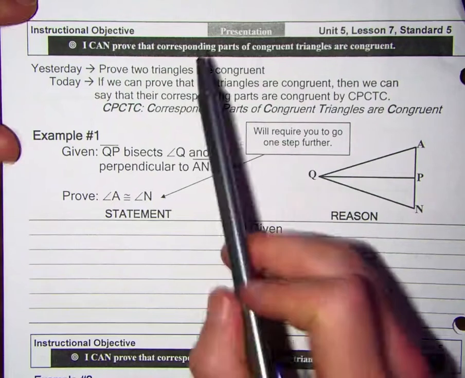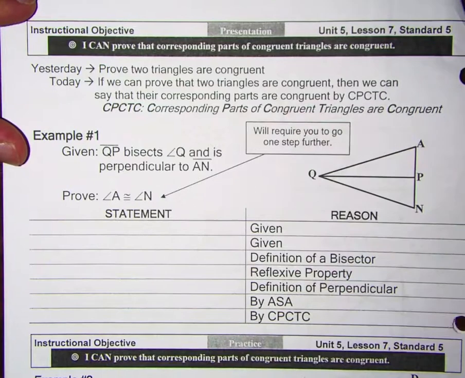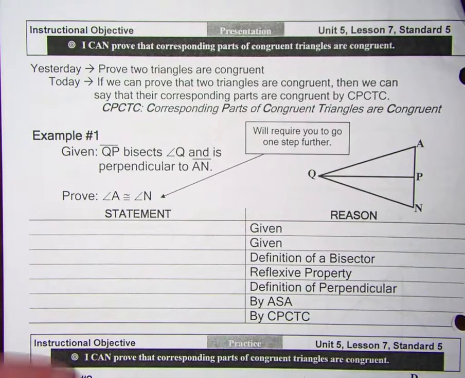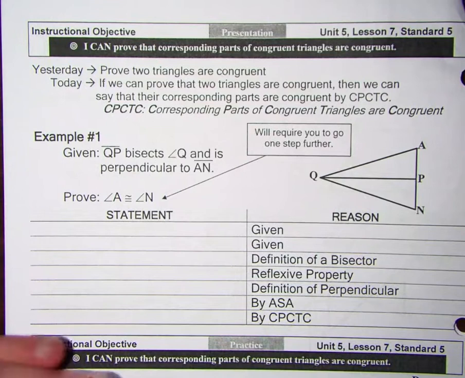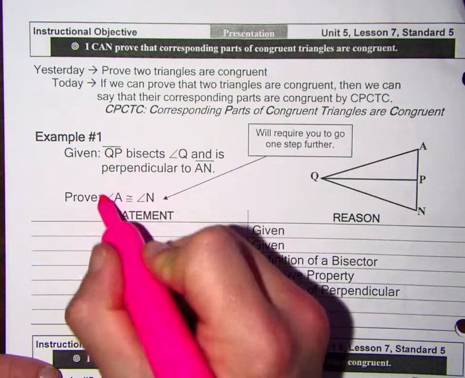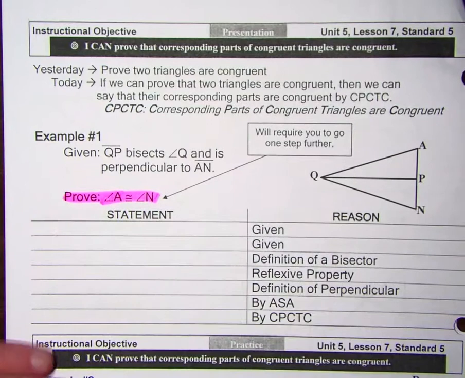I can prove that corresponding parts of congruent triangles are congruent. So the last time we proved that two triangles were congruent. Today, I'm not asking that we prove two triangles are congruent. Instead, I'm asking if you can prove two of their corresponding parts are. But the interesting way we're going to do this is this.